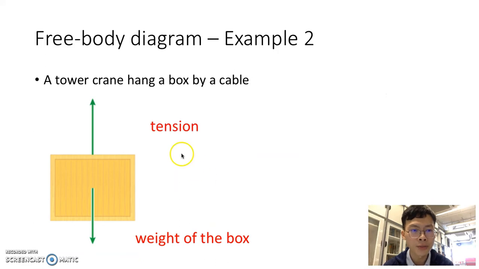And the second case is about a tower crane hanging a box by a cable. In this one, it's indicating that there is a tension, an upward force, and the weight of the object will have a force pointing downwards.